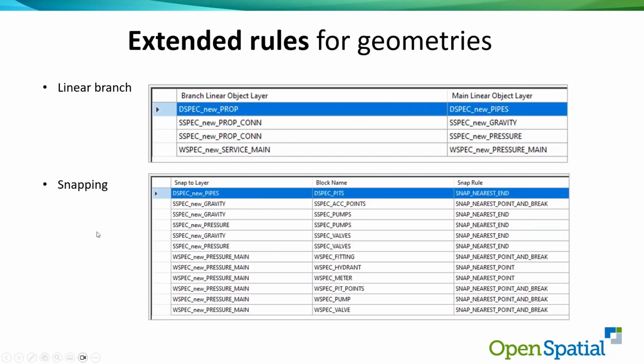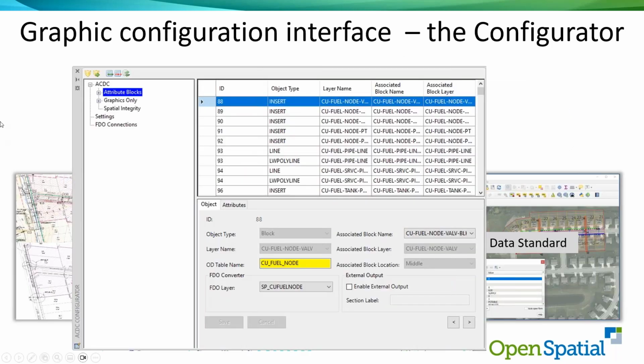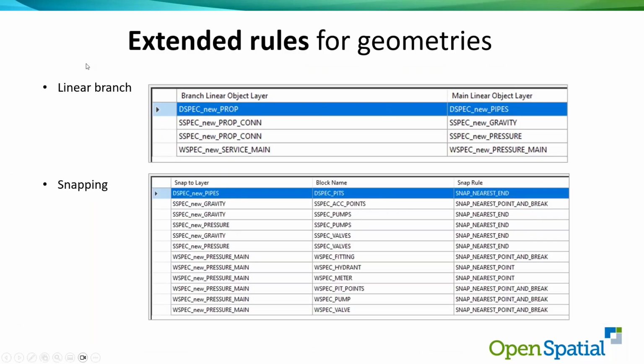Let's go a little further. Inside of the configurator, there are settings and there's spatial integrity. You can do graphics only. So if you just want line work, often something like an easement is just on a layer for that type of easement. Sometimes it has attributes, but there's also spatial integrity, and inside of that, there are extended checks that we can do. So if we go back to that one, there's linear branching.